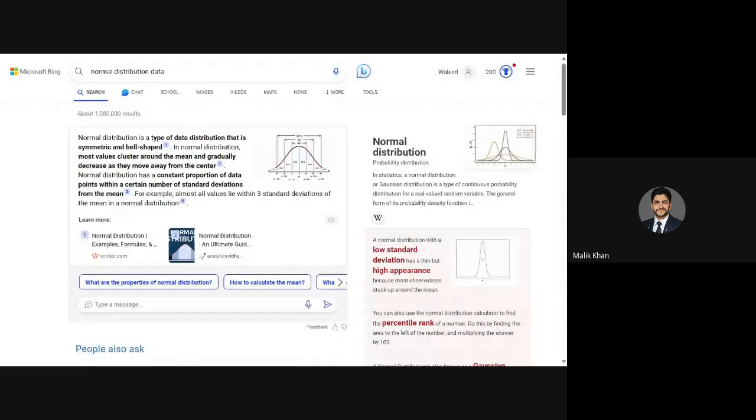So in a normal distribution, no, it won't be everywhere. It won't be everywhere.